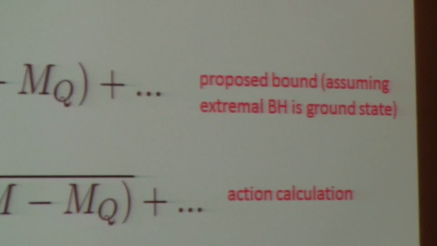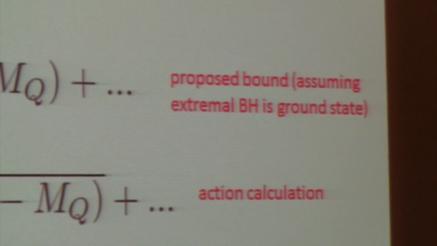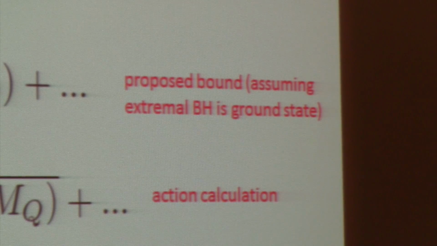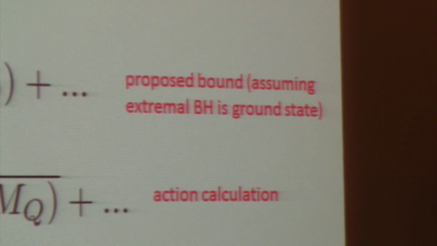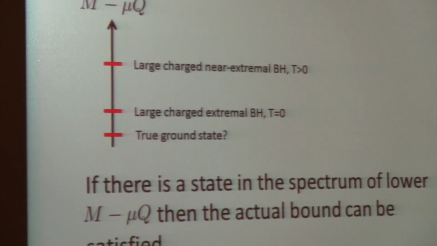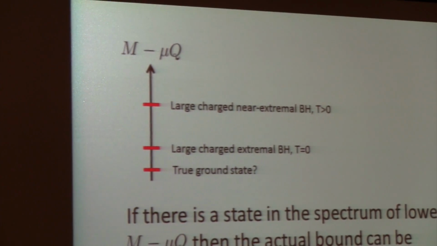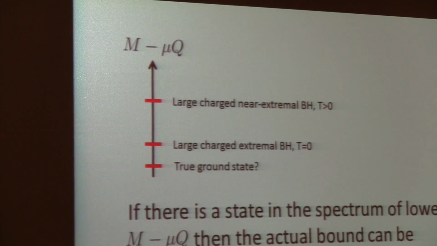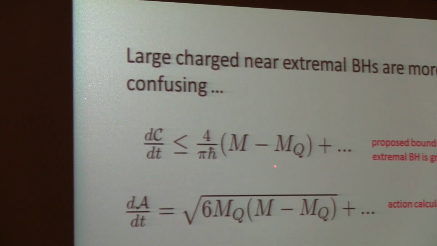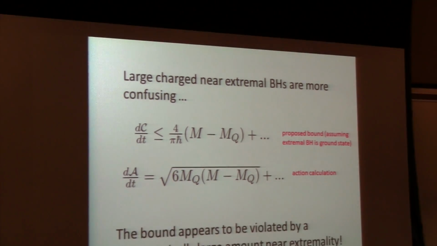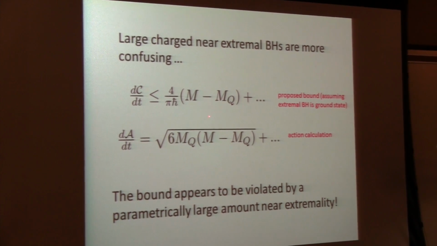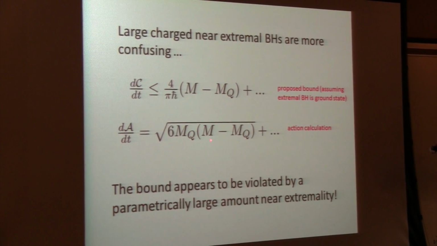So it appears in this case that if the action were really the complexity, and if the complexity obeyed this bound, then you can parametrically violate the bound. That sounds bad. But there may be a way out. If there is a state in the spectrum of lower M minus μQ than the extremal black hole, in other words, if the extremal black hole is not the true ground state, it means that this calculation we did here is wrong. We're supposed to refer it to the ground state, not to some particular state in the spectrum. So this bound is not the right bound. It's something much bigger. And then maybe this action growth is consistent with that bound.